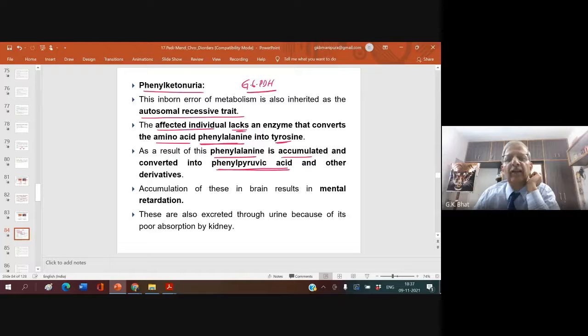So phenylalanine is not converted to tyrosine. Tyrosine is very important for the hormone production of the thyroid gland. So phenylalanine is accumulated. There is no enzyme pertaining to that. So this makes phenylalanine get converted into pyruvic acid and other derivatives. Accumulation of this in the brain results in mental retardation. It is also excreted through urine because of poor absorption by the kidney.